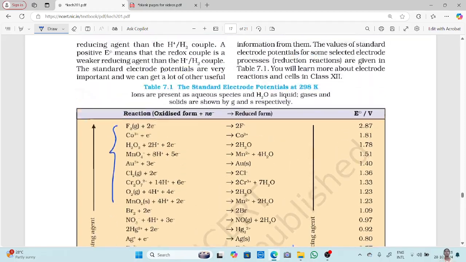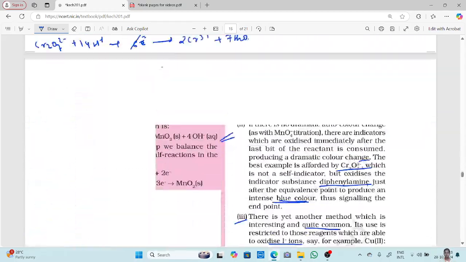So with this we are done with the redox reactions. I hope you have understood.